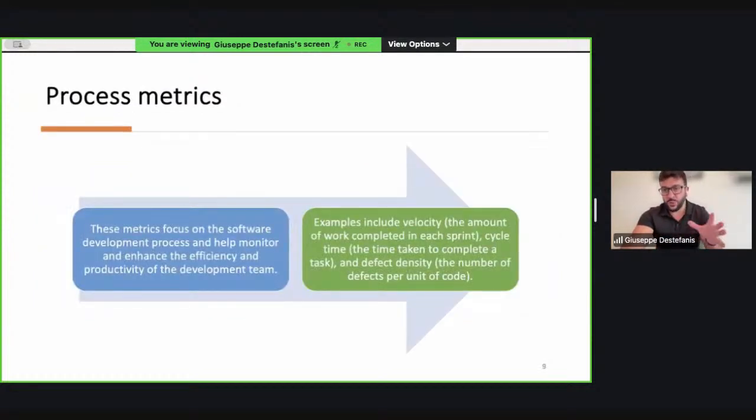We can divide the metrics in two categories, those related to process. So they are focusing on software development process and they can relate to the efficiency and the productivity of the development team. Again, when I say improve the efficiency and productivity, I'm simplifying here because it's not only productivity and efficiency, it's also the quality of life of the developers there. And then we can have different measures. Amount of work completed, for example, in a sprint, time to complete a task, time to fix an issue, like defect density in a specific piece of code, like can be a class, it can be a package, can be a module. So these are metrics related to the process.